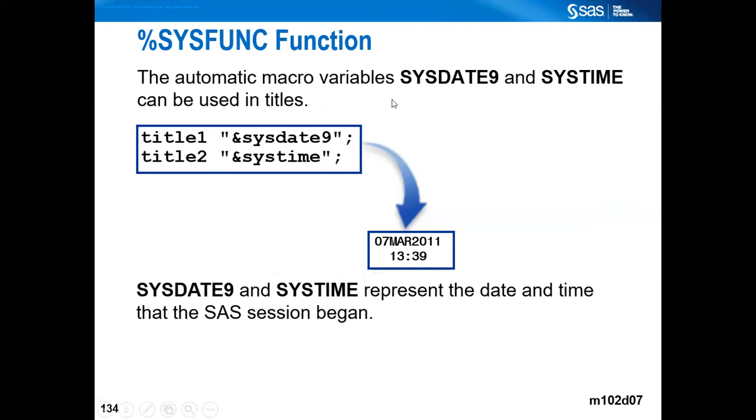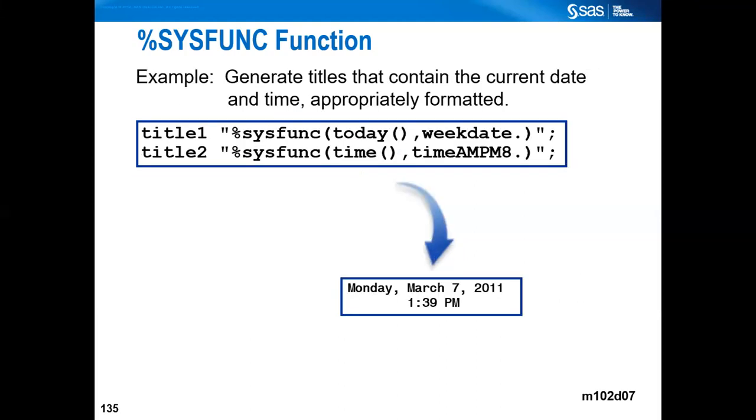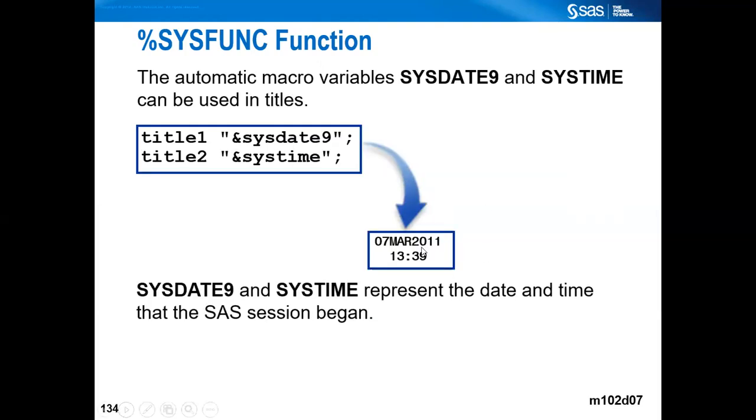Okay, the automatic macro variables sysdate9 and systime can be used in titles. Sysdate9 and systime represent the date and time that the SAS session begins. Okay, you know very well. In case you want to apply a format, earlier it was showing the original way of representing its value as it is saved for these macro variables. So it gives you the date and time when you start your session. In case you do not want your date and time like this, as date9. and time like this, you can apply formats so that it appears like this.